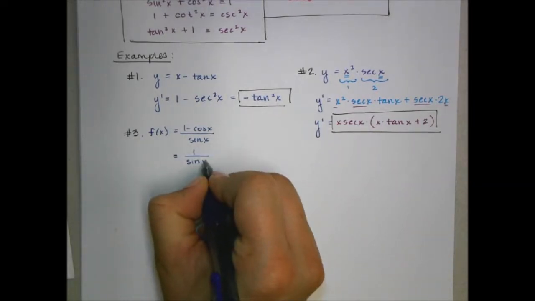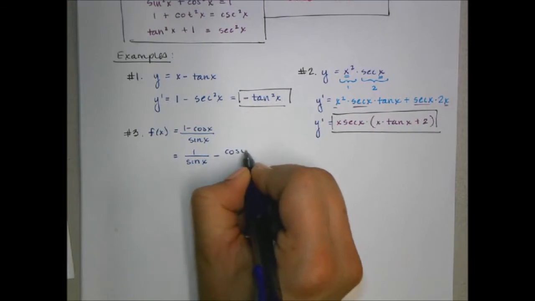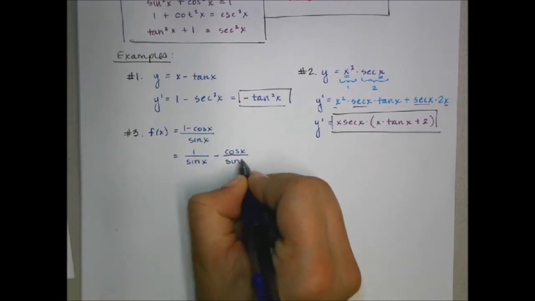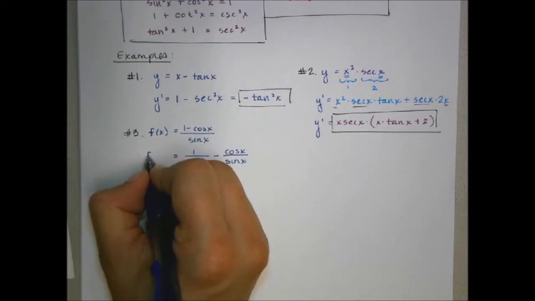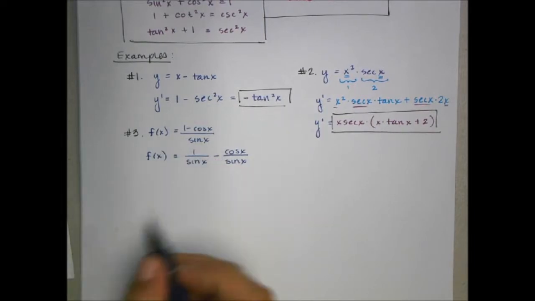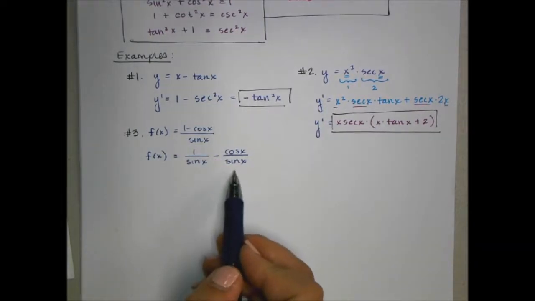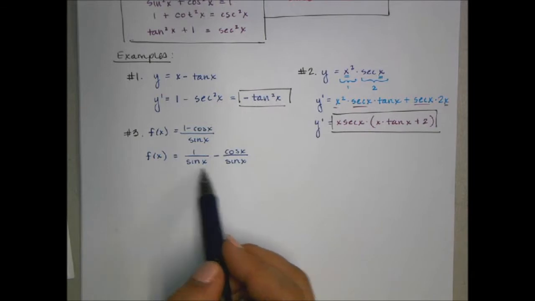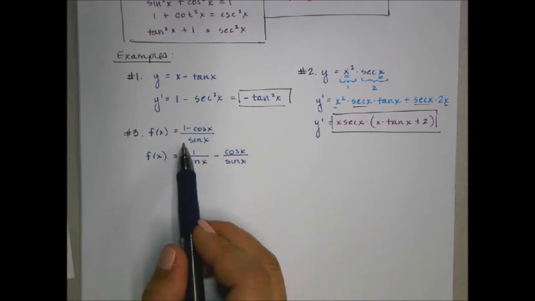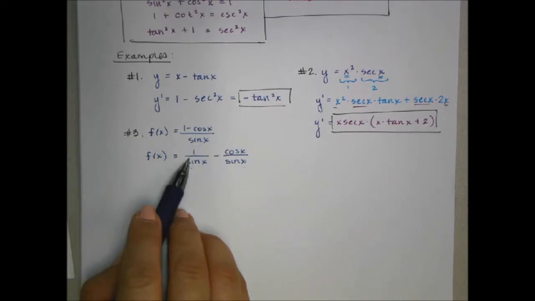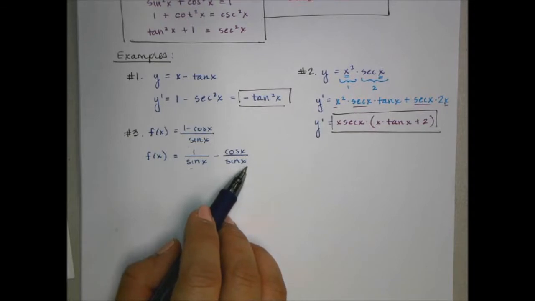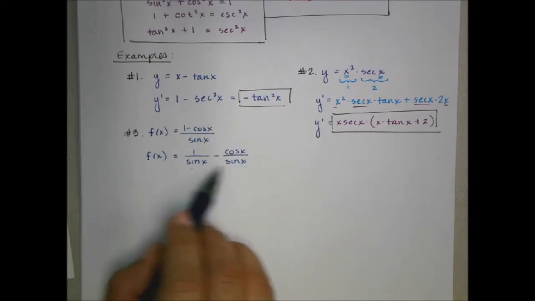minus cosine over sine. So this is still f of x. I haven't taken the derivative yet. All I did was go backwards from having like denominators and adding them together. I just took that like denominator and split the terms back into two parts. So now I want to simplify my function even more.